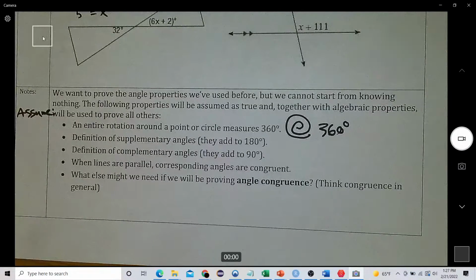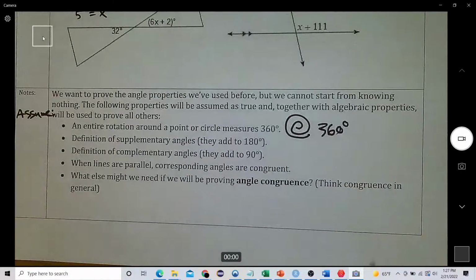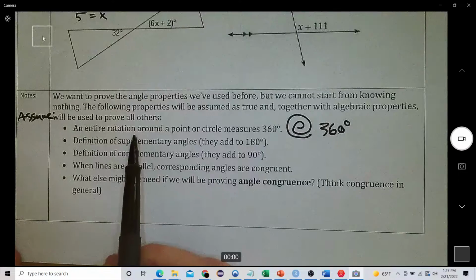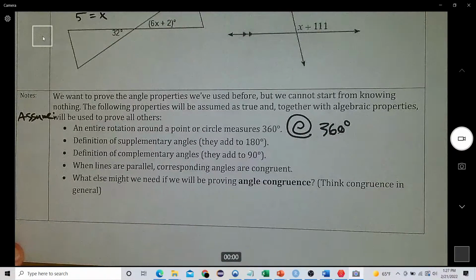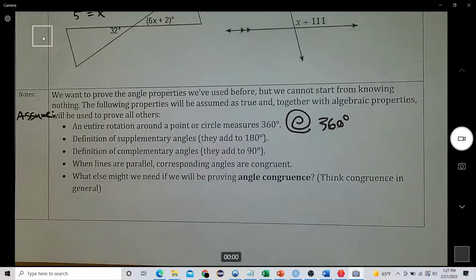If I can look back at it and understand what it means, then it's good notes, right? Eventually you might develop a system for yourself that makes it easier to write stuff down instead of writing down every single word here. If that helps you, cool. If it doesn't, just don't worry about it at all. But these are the assumptions we're making. We're saying that everything around a point measures 360 degrees, supplementary angles add to 180, complementary angles add to 90, and so on. So these are the assumptions we're making today.